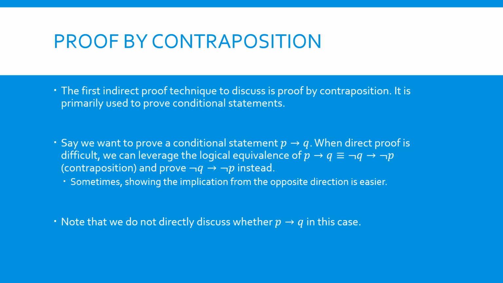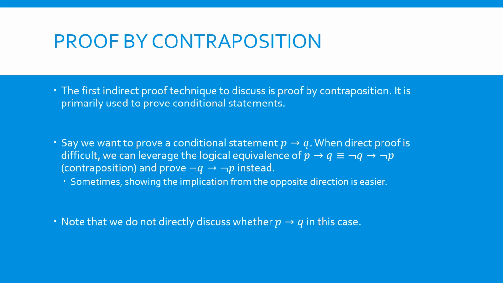Proof by contraposition is used to prove a conditional statement P implies Q is true. In some cases, it would be difficult to infer Q directly from P. Proof by contraposition tries to address this issue by proving a logically equivalent statement. Not Q implies not P. The logical equivalence is termed contraposition, and hence the name of this proof technique.